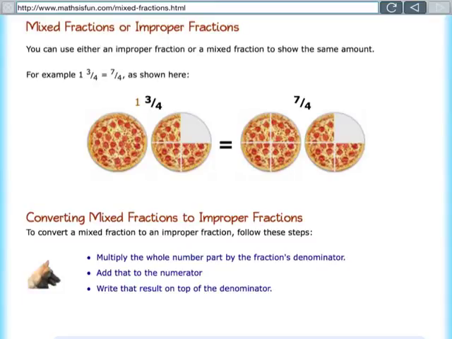We'll just leave it at that for today. So that's all there is to converting mixed fractions and improper fractions. If you really want to go on, you can go to Math is Fun and read this little part.